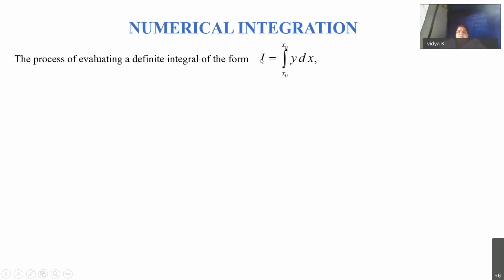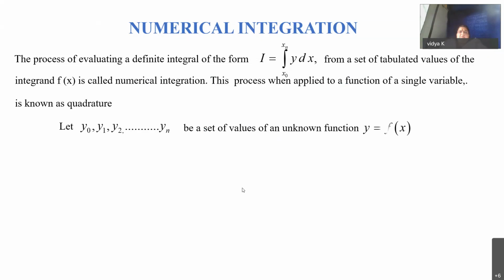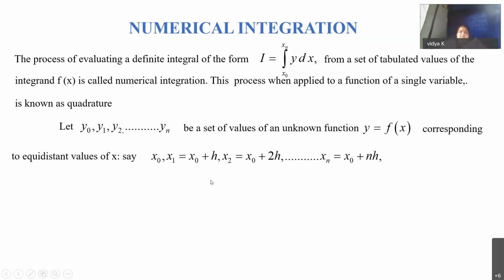So the integration is a definite integral, with lower limit x naught, of y dx, from a set of observed tabulated values. If it is applied to a function of a single variable, we call that formula a quadrature formula. They will give a set of observed values of the unknown function y equal to f of x, at equidistance. This is very, very important, as we are preferring it for NFIF and NBIF application.